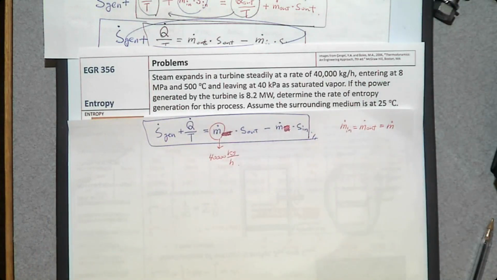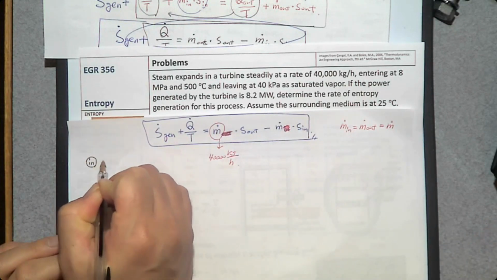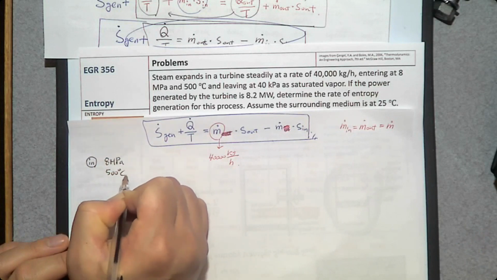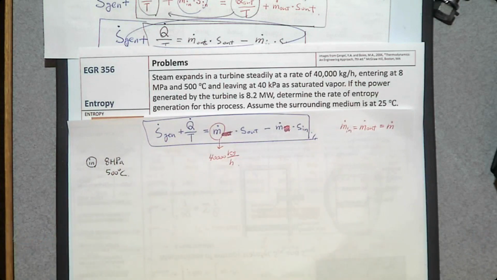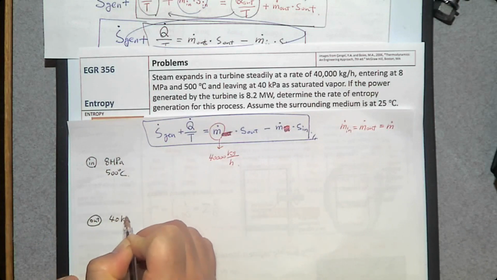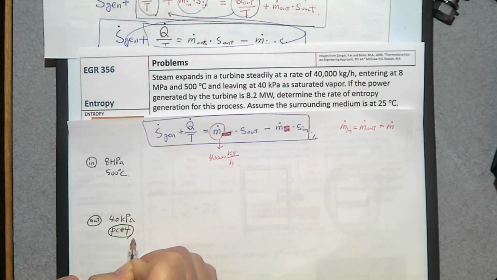The steam leaves at 40 kilopascal as a saturated vapor. And we have the inlet condition entering at 8 megapascal and 500 degrees Celsius. So at the inlet, we have 8 megapascal and 500 degrees Celsius. What about at the exit? 40 kilopascal and saturated vapor. At the exit, 40 kilopascal and saturated vapor, phase change process number 4.